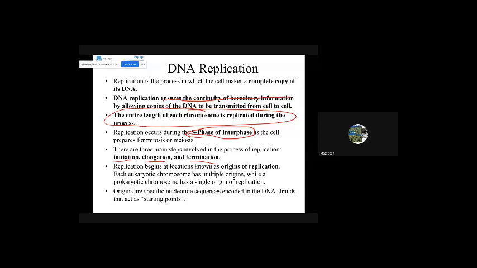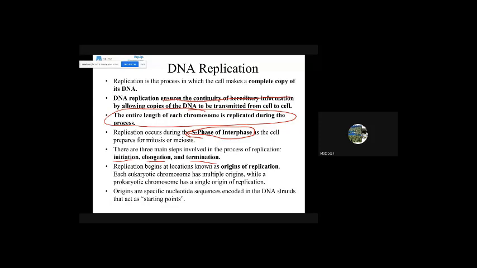Replication starts at locations on the chromosomes called origins of replication. And you're going to see on each eukaryotic chromosome, there are multiple origins of replication, so that replication on a chromosome can happen at lots of different places at the same time. This makes the process much faster because a eukaryotic chromosome is long. There's lots of genetic material there to copy.